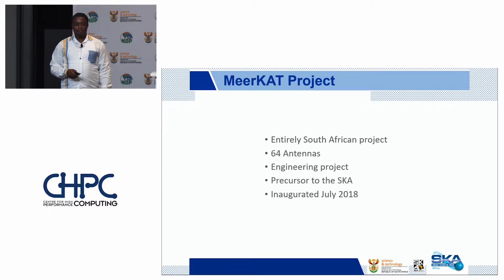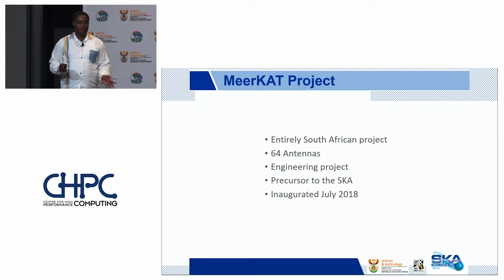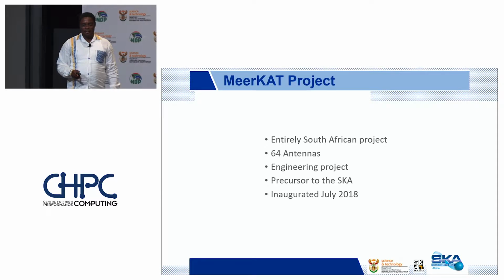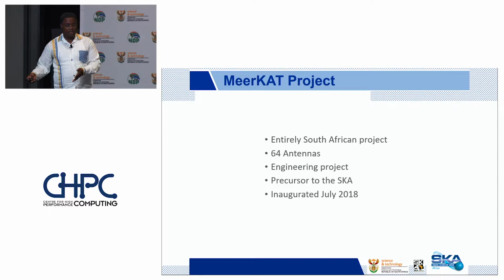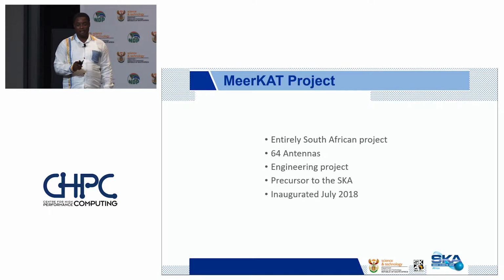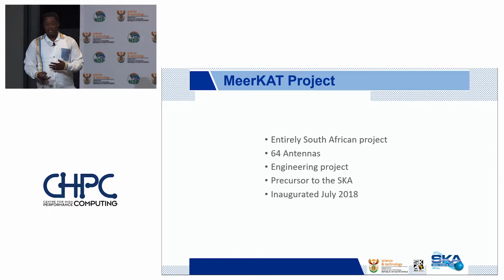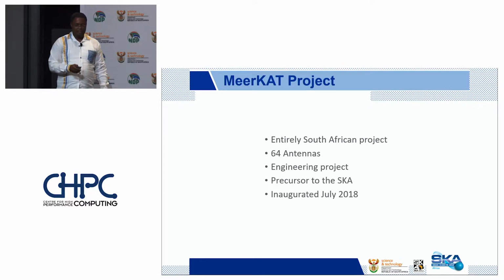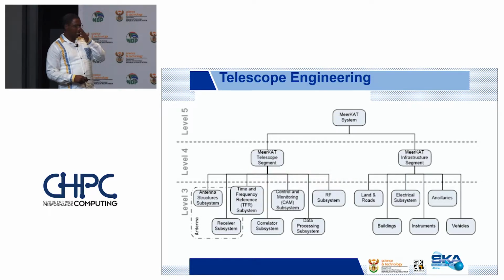64 antennas go into it. It is an engineering project with capability to do science. So it is a science instrument, so to speak. It is capable, but so far, for the longest time, MeerKAT has been an engineering project. If you went into our organization, the majority of people there are engineers. It is a precursor to the SKA, and we did unveil it in July 2018.